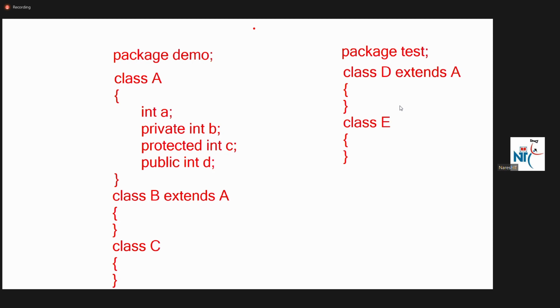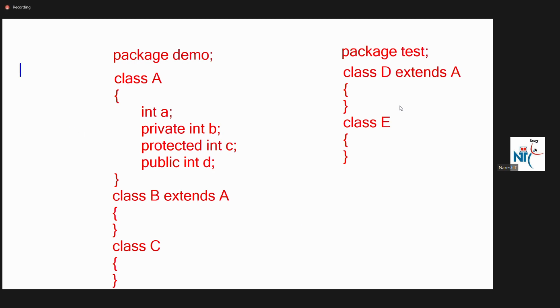Here, between A and B, there is an inheritance relationship. Between A and D, there is an inheritance relationship. But this is also not the same. B is in the same package, D is in another package. Between A and C, no relation. Between A and E, no relation. But not the same: that one is in the same package, this one is in another package. Now see the scope.